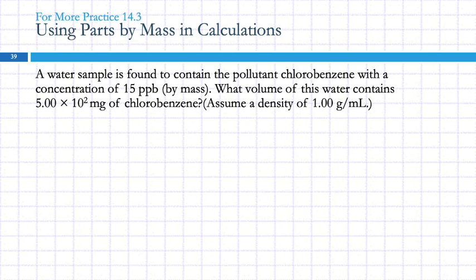One place that we often see parts per billion, parts per million is each household gets a water report from the city showing all the analysis of the water and the various things that are in the water and what their concentrations are. So here, the water sample is found to contain a pollutant, chlorobenzene, and it has a concentration of 15 parts per billion by mass. So this is asking what volume of this water would contain 5 times 10 to the 2 milligrams of chlorobenzene. Assume a density of 1 gram per milliliter.